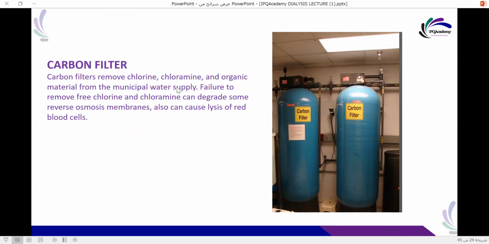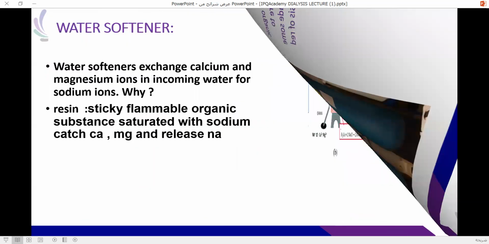Why? Because if the chlorine is left in the water, it will damage the reverse osmosis membrane. Also, water carrying a high level of chlorine entering the blood of the patient during the diffusion process will cause hemolysis of the RBCs of the patient.